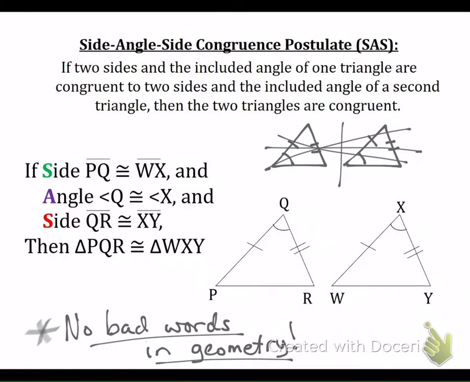If this is the case, the triangles are not congruent. So if it's angle, then the side, you have to say no. The A has to be between the two S's.